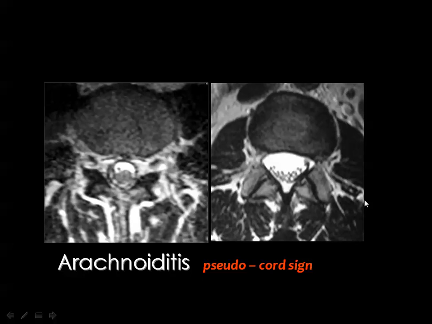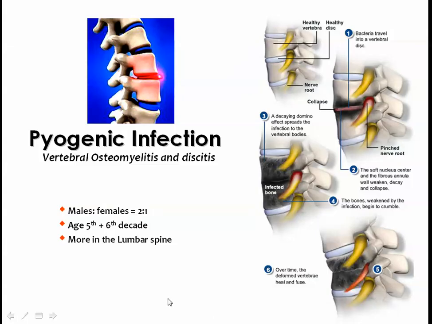Here is the normal appearance of the cauda equina nerve roots, and this is what we call the pseudocord sign, where the cauda equina nerve roots are accumulated together, forming a mass which is similar to the spinal cord.